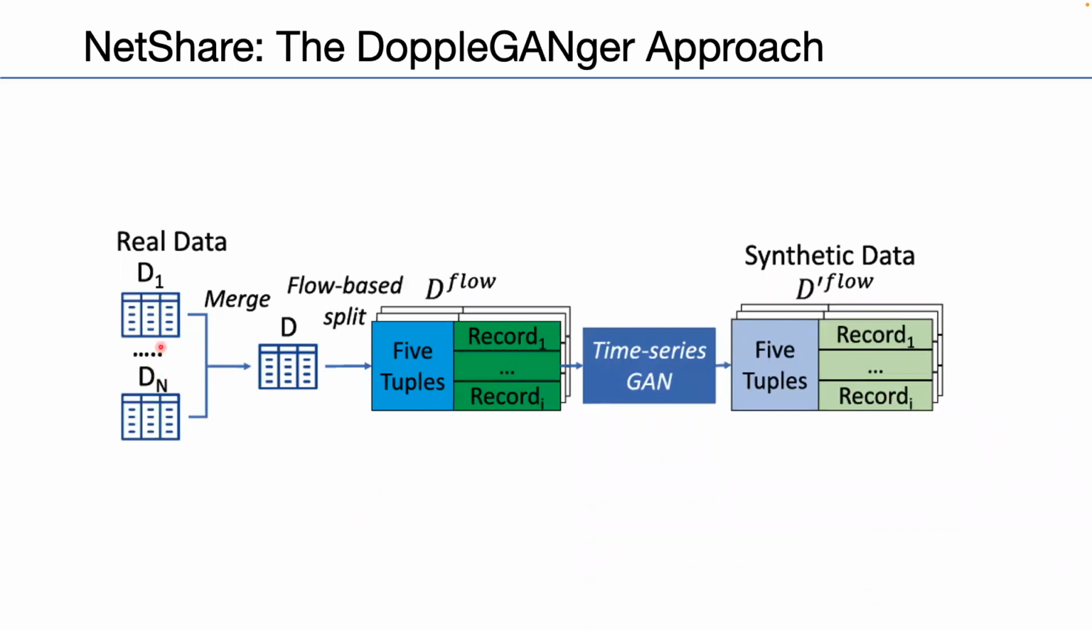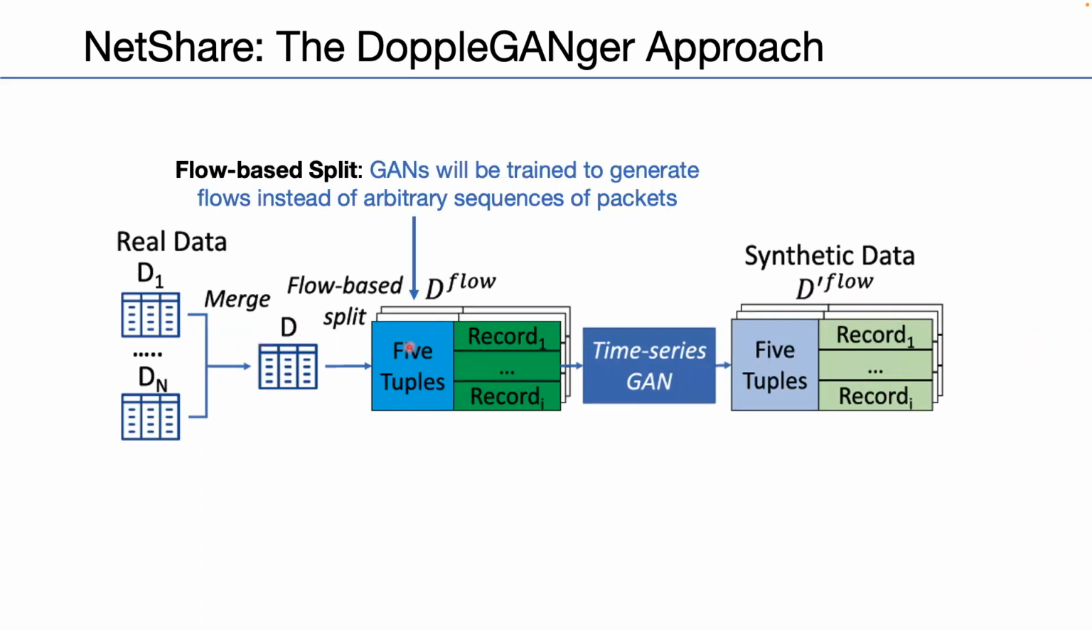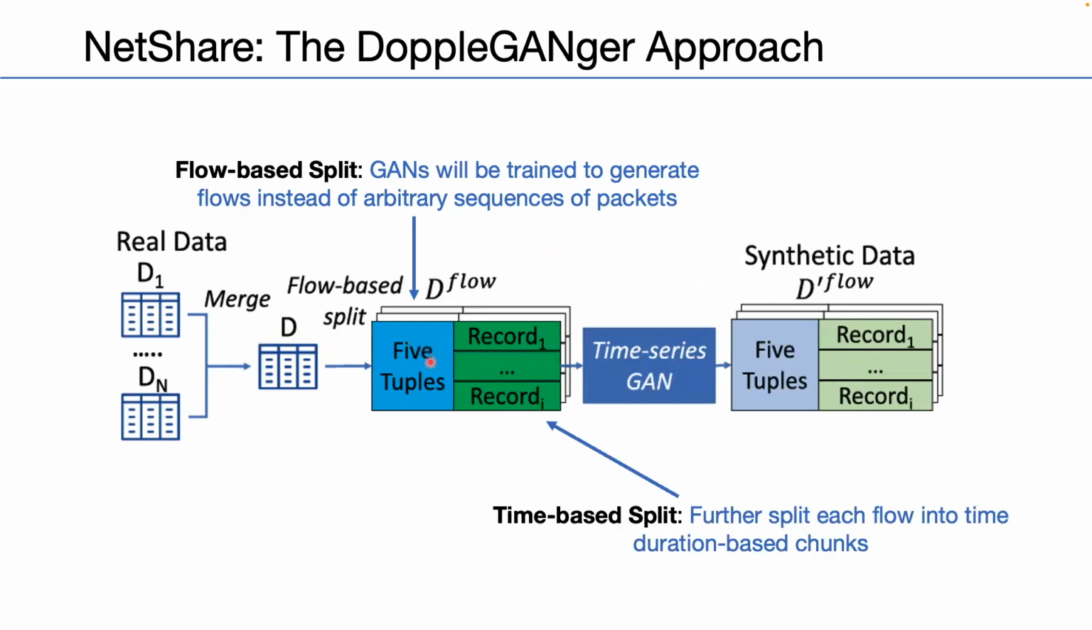Here they have a series of data, let's say data spanning from day 1 to day n, and they merge this data into a large single trace. Then they perform a flow-based split based on the 5-tuples. Further, they split these flows into time duration chunks. Here, instead of the tabular GAN, they feed the data into a time series GAN. So each sample is a series of packets that contains information such as packet size and timestamps. This allows the model to capture long-term temporal relations much more effectively than the tabular GAN, where each sample is a single packet.